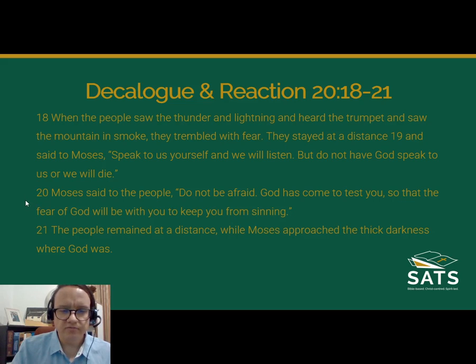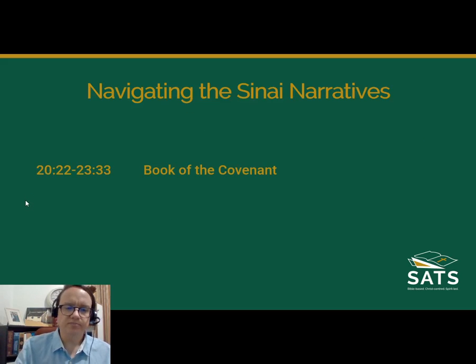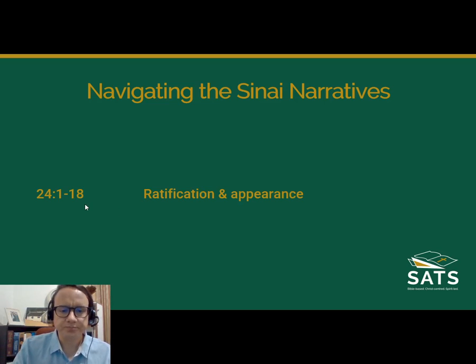Moving on from there, we get to the Book of the Covenant, which we're not going to discuss here. It's a couple of chapters where various laws are given: social laws, religious laws, ceremonial laws. This passage is called the Book of the Covenant. But we're going to move on to the ratification of the covenant and the glorious appearance of God, because the covenant had to be ratified. Now they have the laws, and they have to accept it.